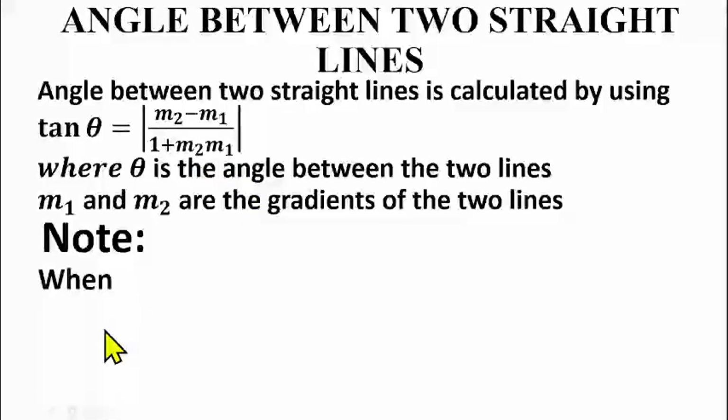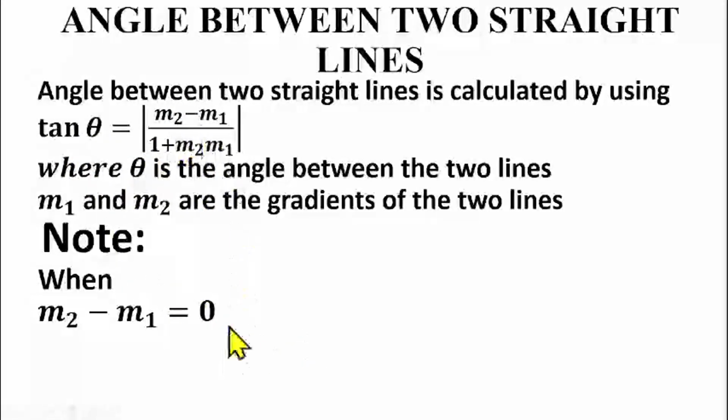You need to note that when your m2 minus m1 is equal to 0, what does that mean? Look at m2 minus m1. This is a fraction, with a numerator and a denominator. When the numerator of this fraction is equal to 0, that is m2 minus m1 equals 0, the whole fraction becomes 0. So that means you'll have tan theta equal to 0. So that means theta will be equal to 0 as well.